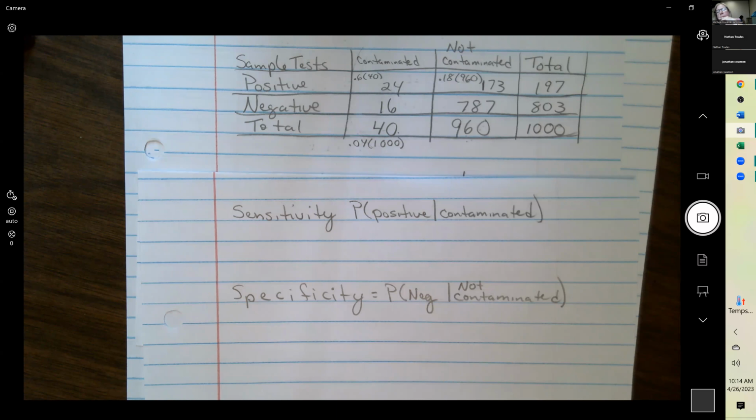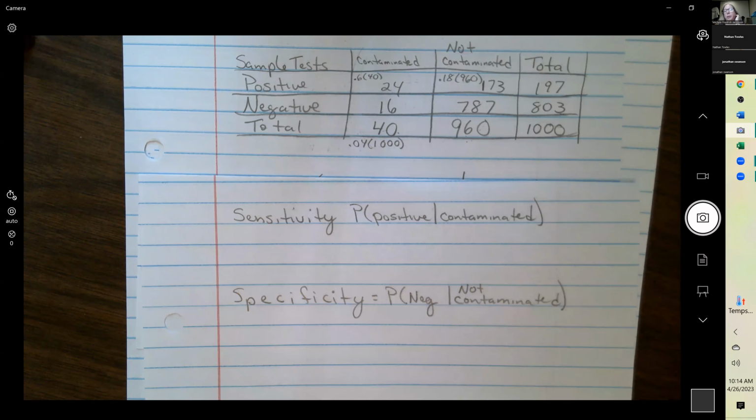Do we have to put it as a percentage, or can we leave it as a fraction? For sensitivity and specificity, you should put it as a percent. Any other probabilities I would ask you, unless it specifies, a fraction is fine. But for rates and these two, you do want to have the percent.